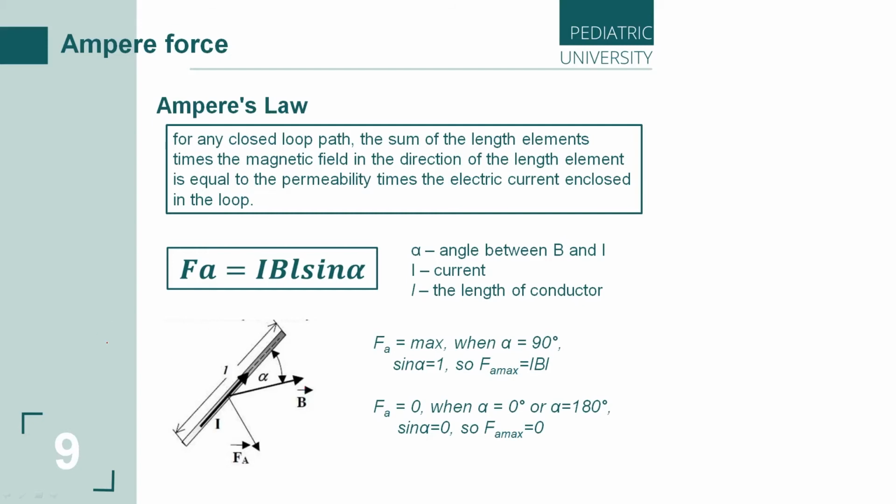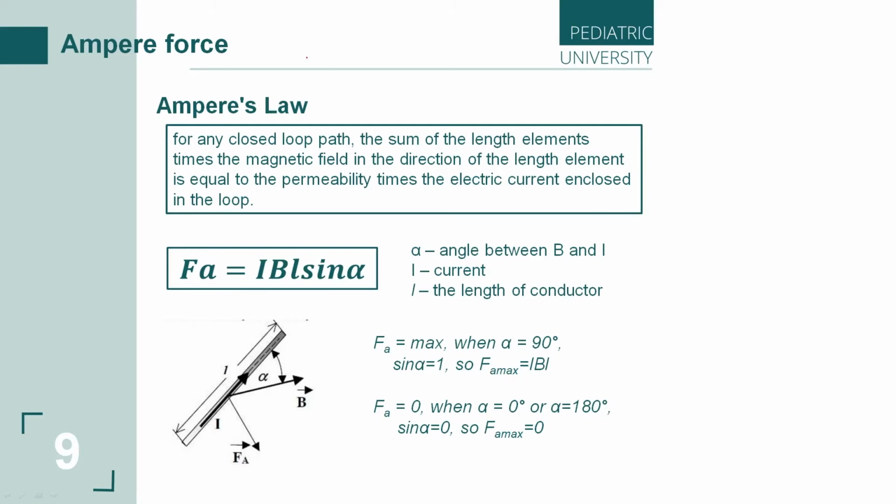Let's see this. And how can we state Ampere's law? For any closed loop, the sum of the length elements times the magnetic field in the direction of the length element is equal to the permeability times the electric current enclosed in the loop.